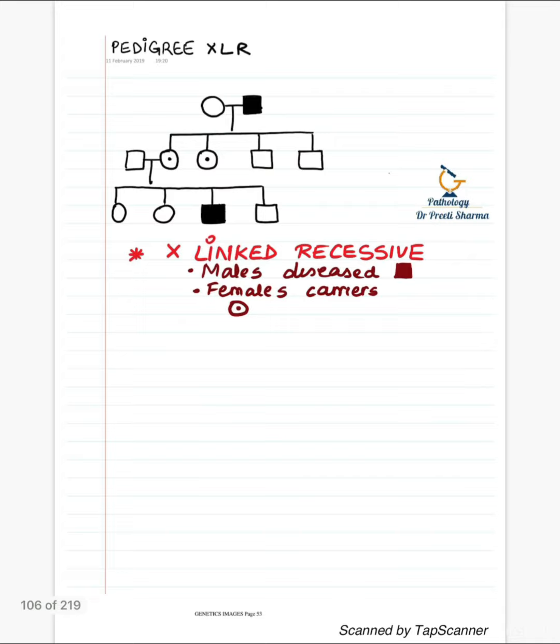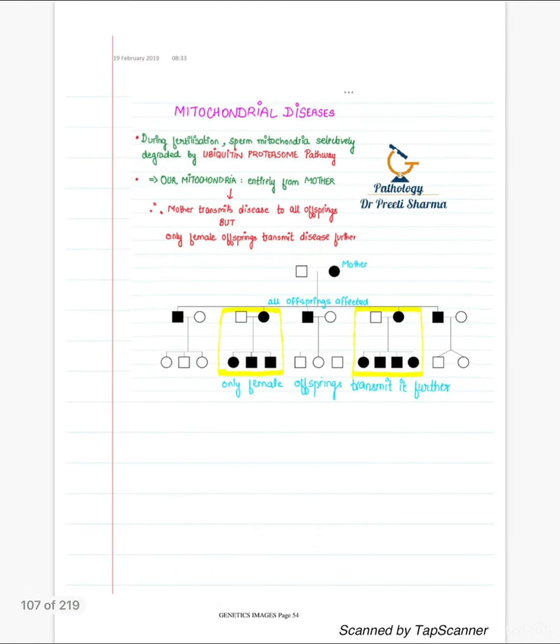Then coming to the X-linked recessive category, guys, have a look. What happens? Only the males are getting affected, and the generations are also getting skipped. That is your X-linked recessive disorder. So this was about your X-linked recessive.